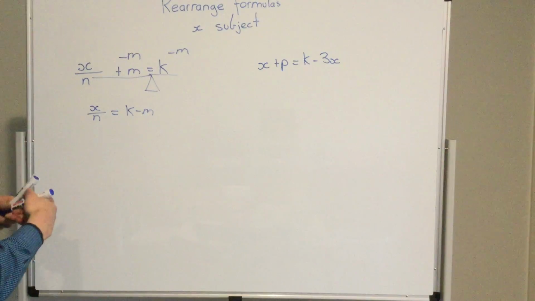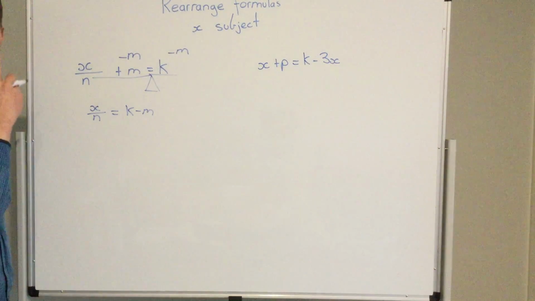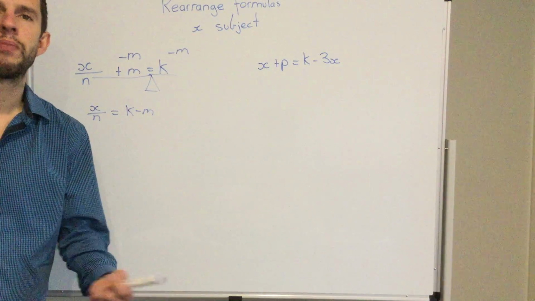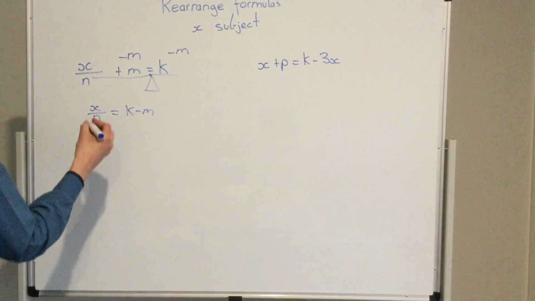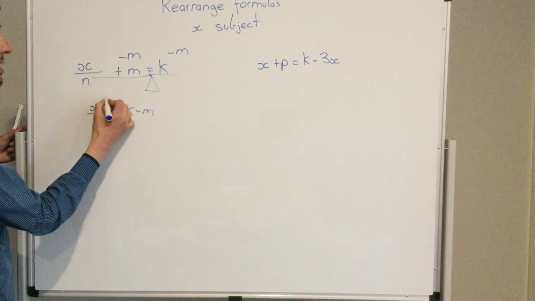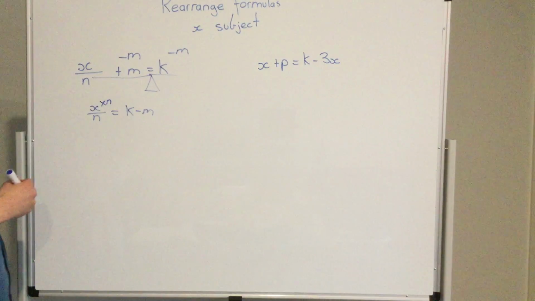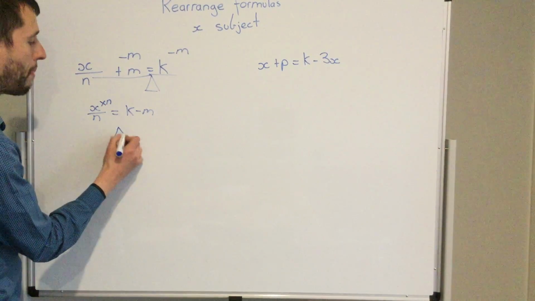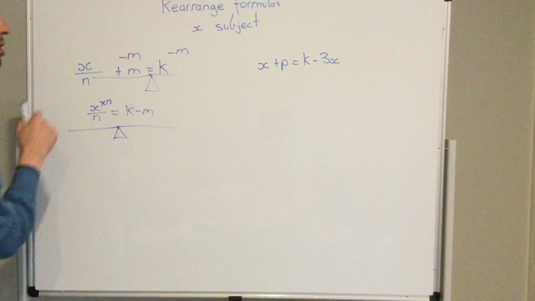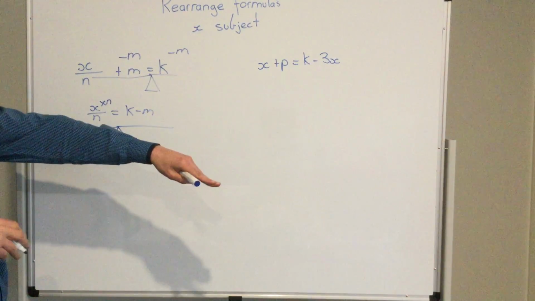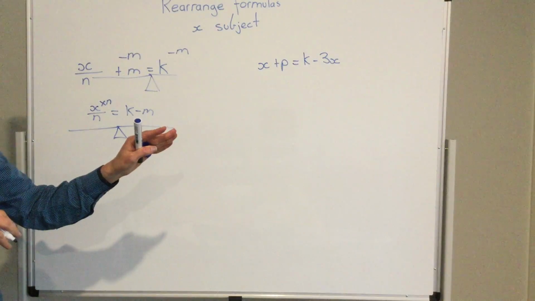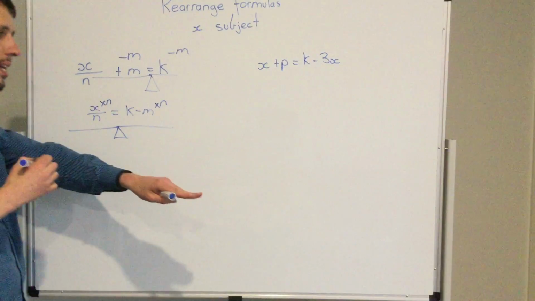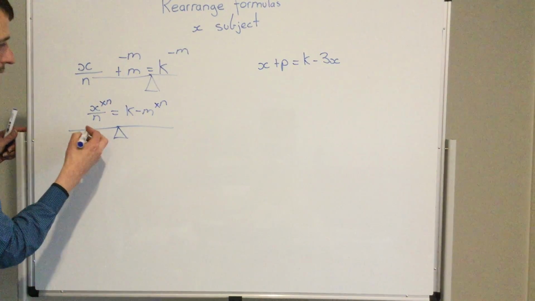Now the next thing that I need to think about is I want x by itself. So if I'm dividing by something, what's the opposite of dividing by something? Timesing by something. So to get rid of n, I times it by n, and that will cancel out. But again, we need to think about it's a balancing beam. Whatever I do to one side, I must do to the other, otherwise it becomes lopsided. So this is heavier, so I need to times it by n to make it even, make it balance.